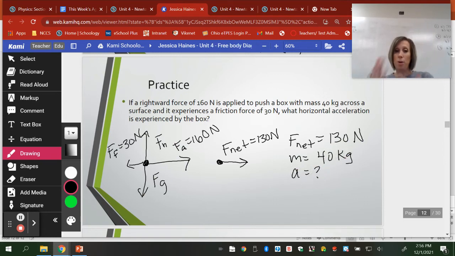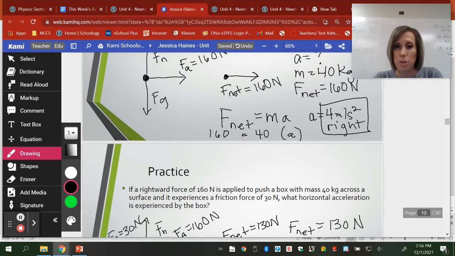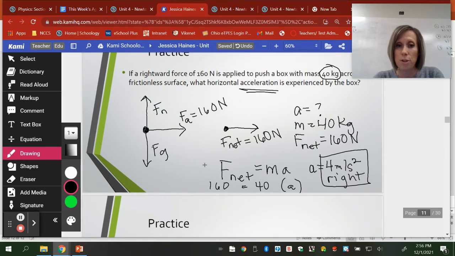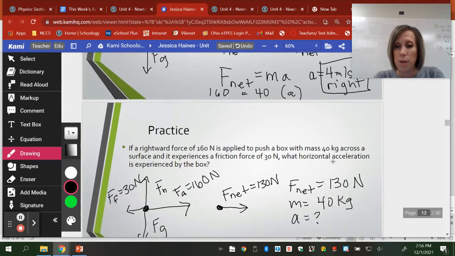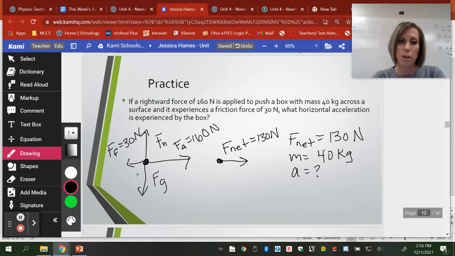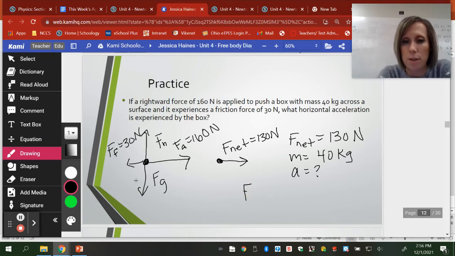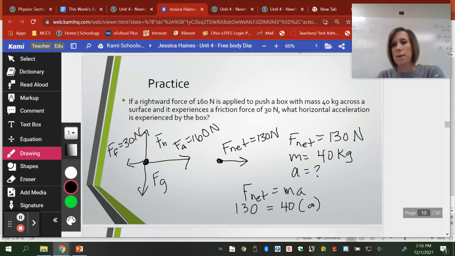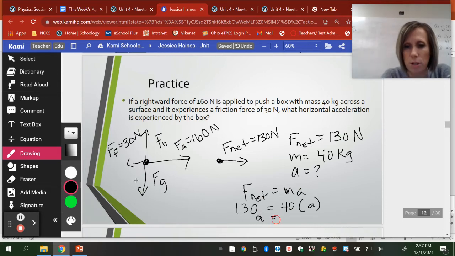Before you go on to solve this, do we expect the acceleration to be larger or smaller than what we just figured out? That was with no friction. Do we expect this acceleration to be larger or smaller than 4 meters per second squared if we're introducing friction into the equation? When you do the mathematics, net force equals ma, so we get 130 equals 40 times a. Think about whether your answer makes sense when you get it. Does it make sense that the acceleration is what you think it should be?